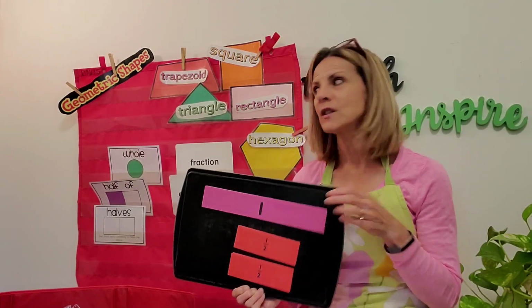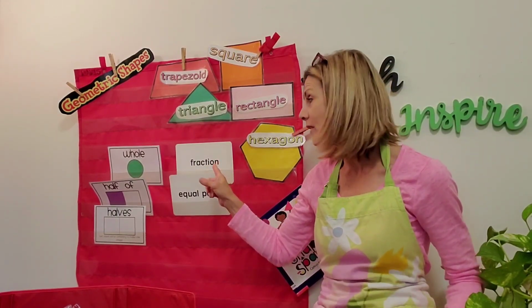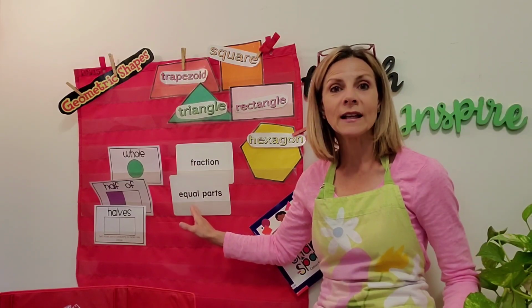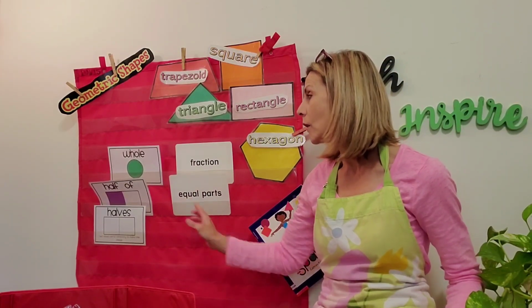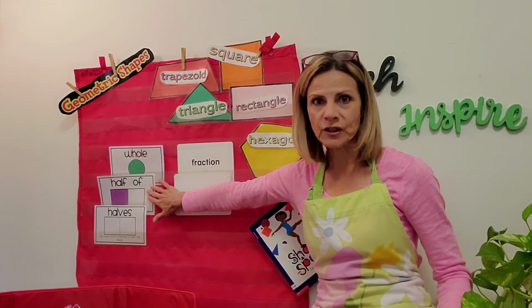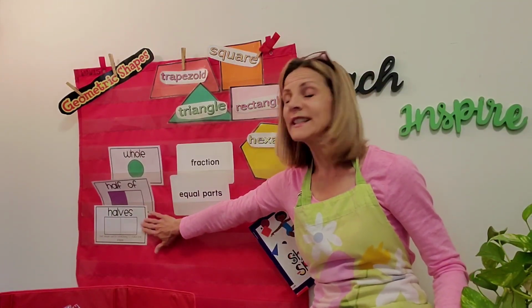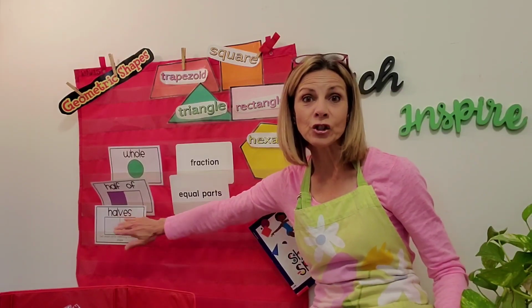Okay, so let's review now. We have been fractioning two-dimensional shapes. We have been dividing them into equal parts. We've taken whole shapes, divided them in half using a straight line in different ways. And then we could see when we did that we had two halves.